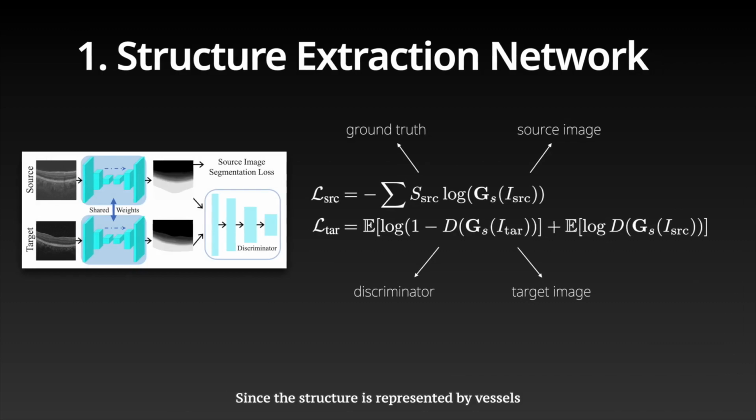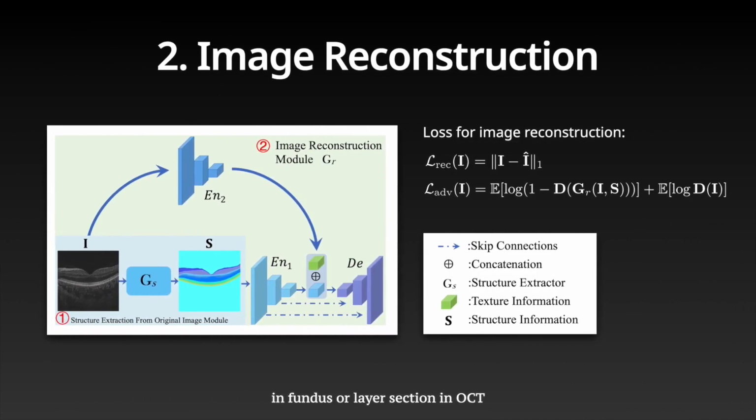Since the structure is represented by vessels in fundus or layer section in OCT, and the ambiguity exists for the direct mapping from structure to the original image, we propose to introduce texture information as complementary information of the structure, and the texture provides the details over the local regions. Specifically, we encode the original image and its structure with EN1 and EN2, respectively. Then we concatenate the two features and feed them into a decoder to reconstruct the original image. The training loss in this module is shown here, where D is the discriminator.